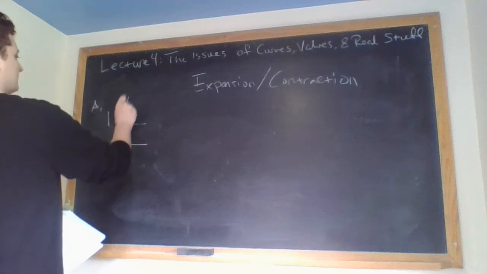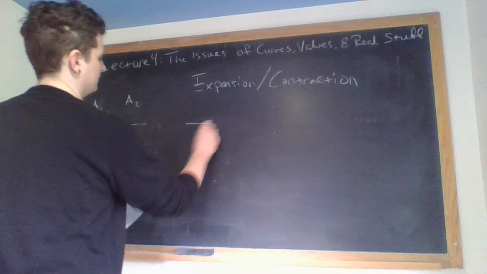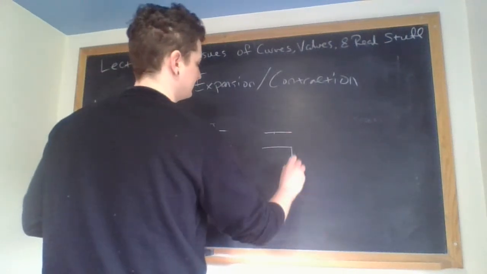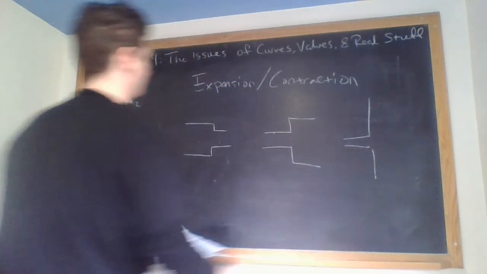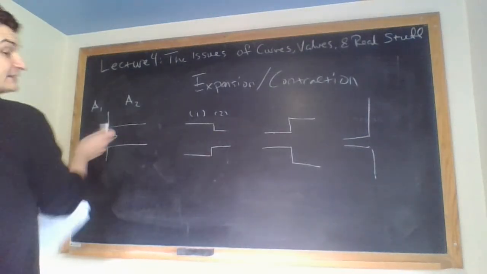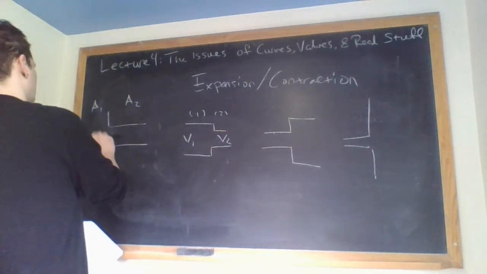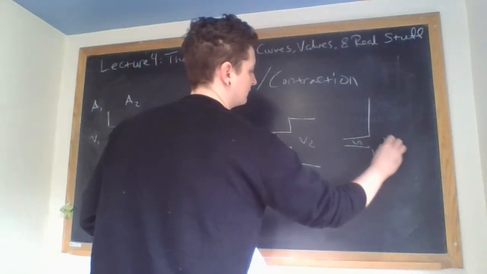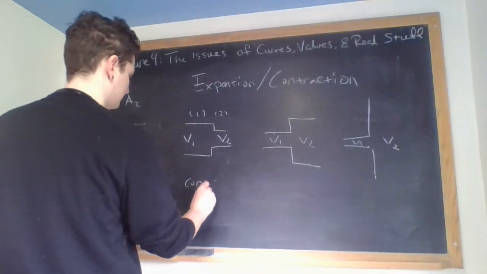So here's A1, here's A2. So I'll always have 1 to 2. Then you can go the opposite. And then you can go, right? So we have 1, 2. We also have velocity going this way. So you have a V1, V2. V1, V2. So this is a contraction.